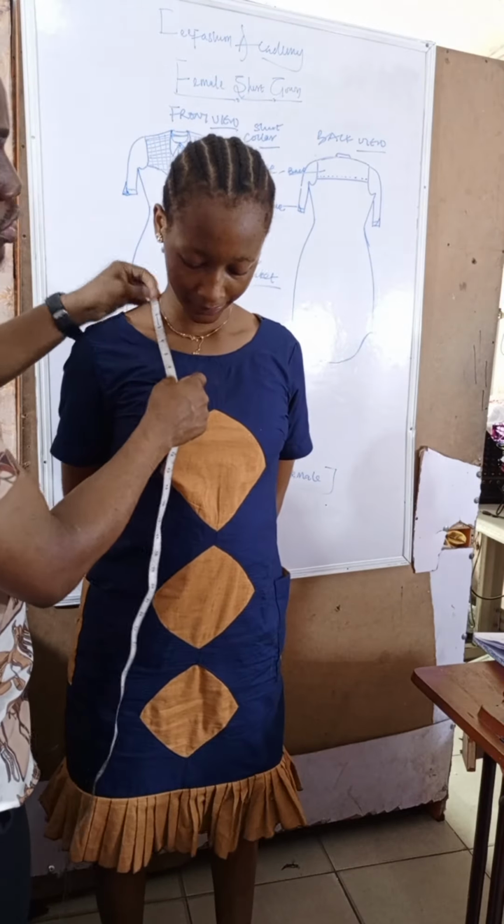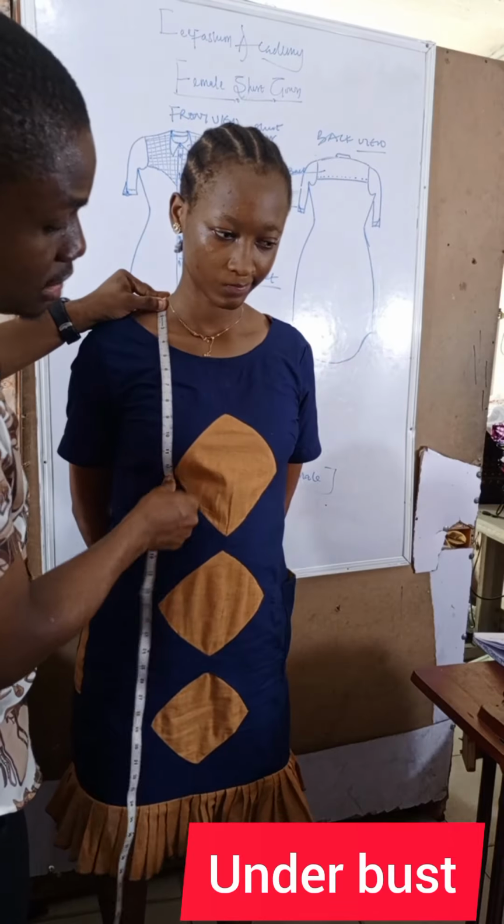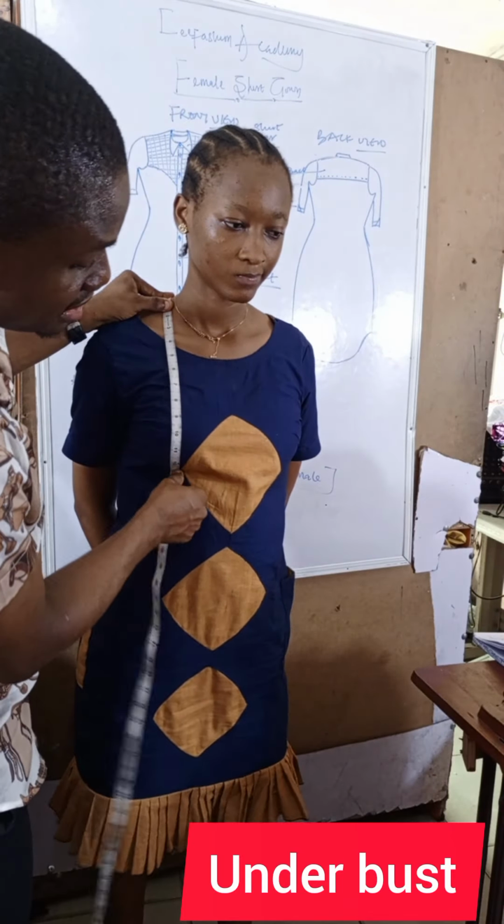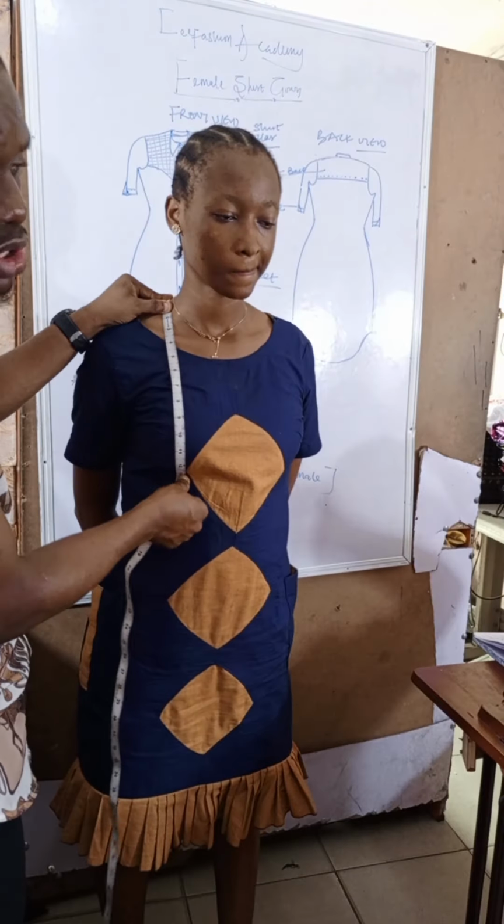So from this same shoulder part, are you seeing it? Measure the under bust length. The under bust length in this case is 13 inches. Are you seeing it? Look at it from here down to under the bust.